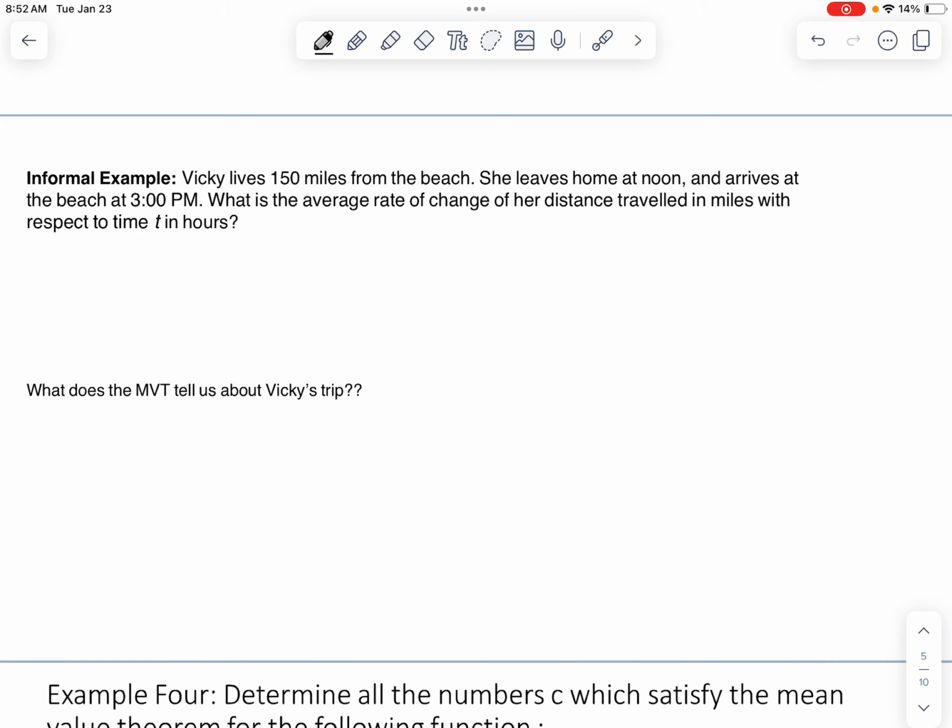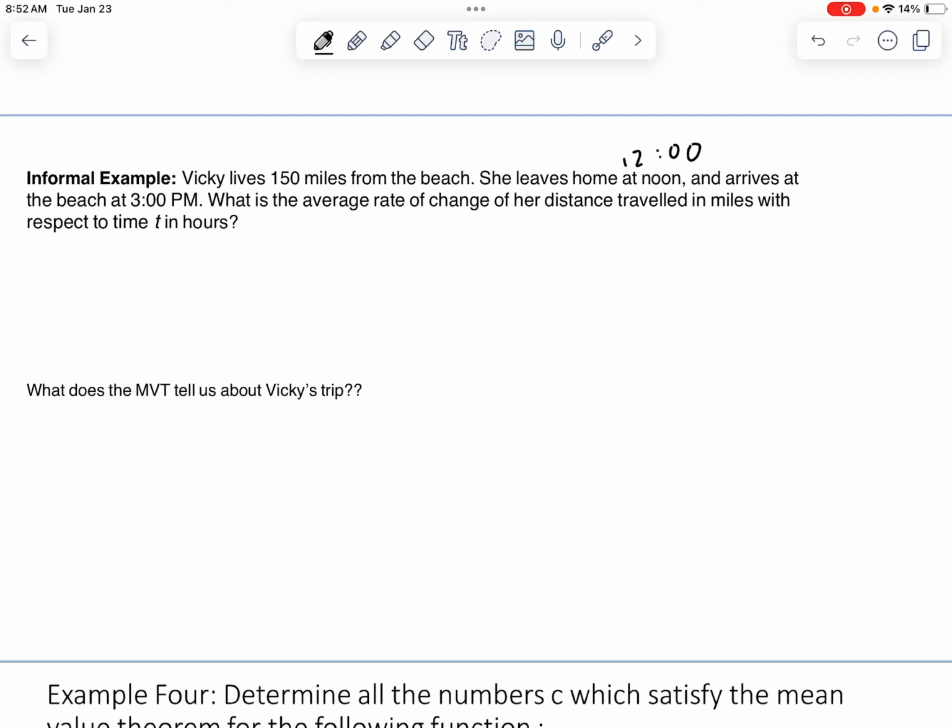Okay, so let's do an informal example so you can understand more about what the mean value theorem actually means. So here's an informal example. It says Vicky lives 150 miles from the beach. She leaves home at noon, so 12, right? And arrives at the beach at 3 p.m. What is the average rate of change of her distance traveled in miles with respect to time in t-hours?